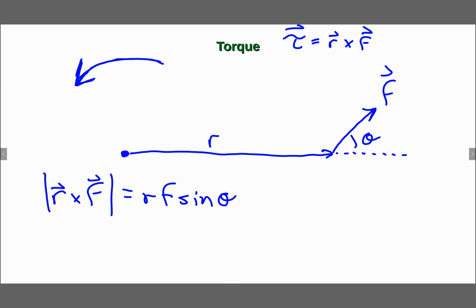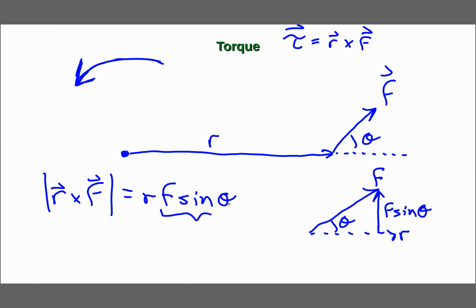But what is F sine theta? Well, if I go back over to my force here and I just look at the picture, I have the force pointed this way. I have the direction of r here. And then here, if this is theta, I would have F sine theta. So this F sine theta ends up just being the portion of the force that's perpendicular to this distance from the axis, r. And it's this perpendicular component that creates torque, okay?